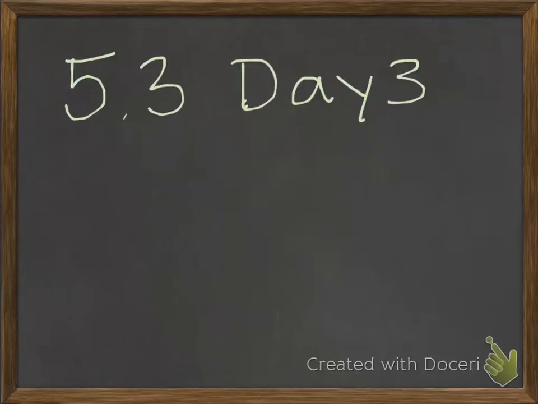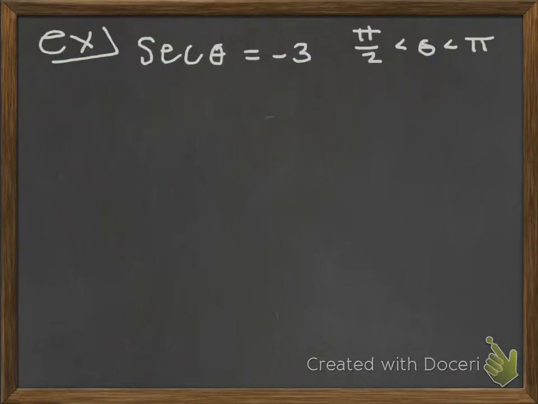Today we're going to go over all the double and half angle formulas that we've talked about for the past 2 days. So we're going to do one example, but essentially do 5 calculations for that one example. So here's our first example. They're giving you that secant of theta is equal to -3, and they're telling you that pi over 2 is less than theta is less than pi.